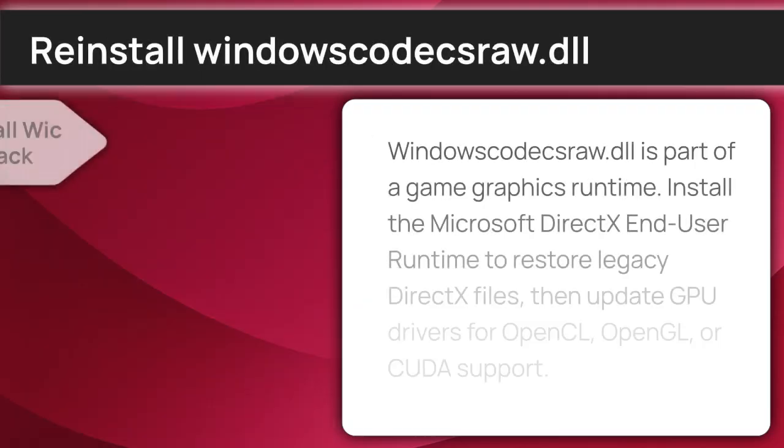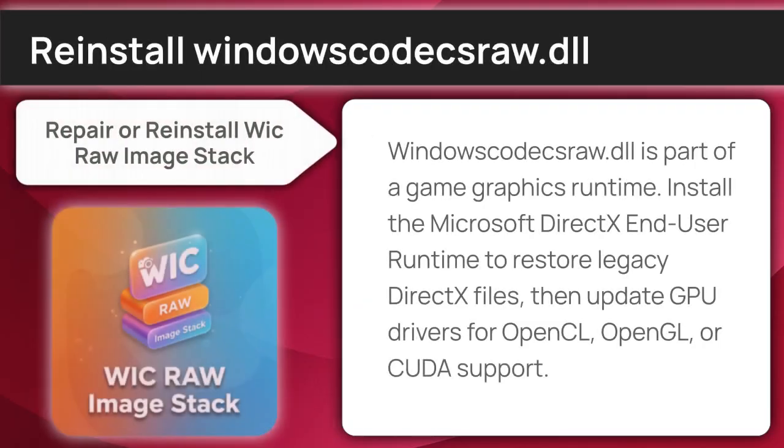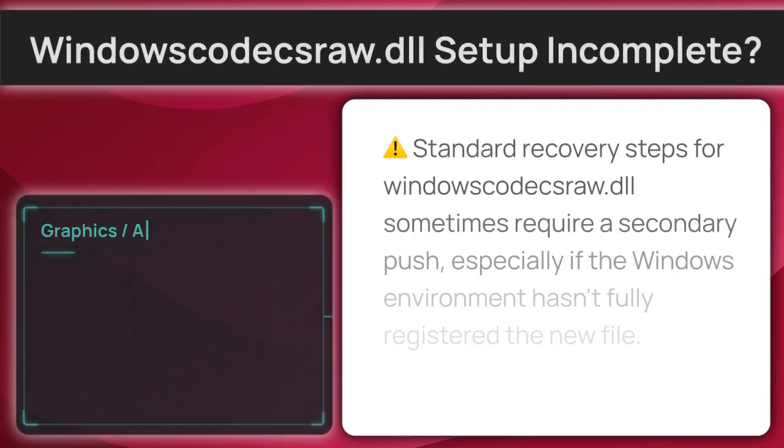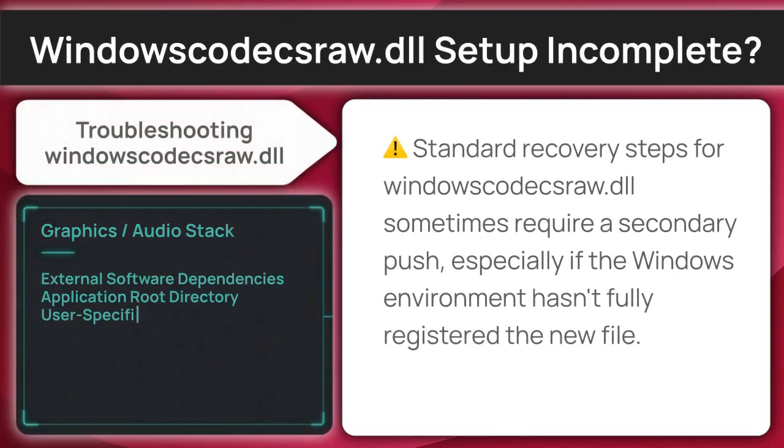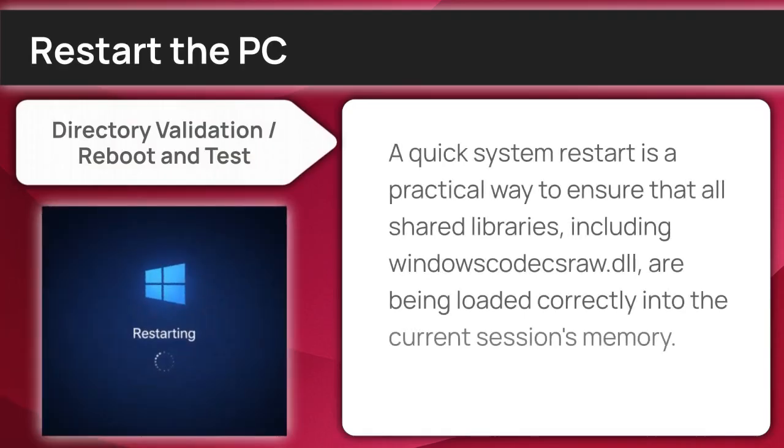Windows Codecs RAW is part of a game graphics runtime. Install the Microsoft DirectX end-user runtime to restore legacy DirectX files, then update GPU drivers for OpenCL, OpenGL, or CUDA support. Should the file remain missing after a reinstall, we need to ensure that the operating system is forced to re-index its shared library paths. A standard reboot clears out temporary memory conflicts and gives the Windows loader another chance to properly register the Windows Codecs RAW component during startup.